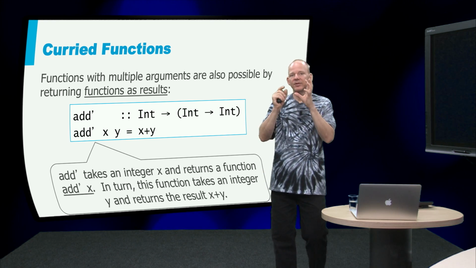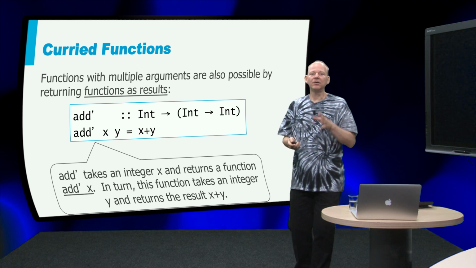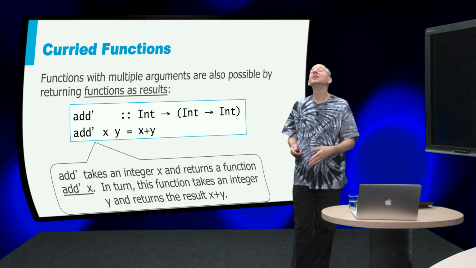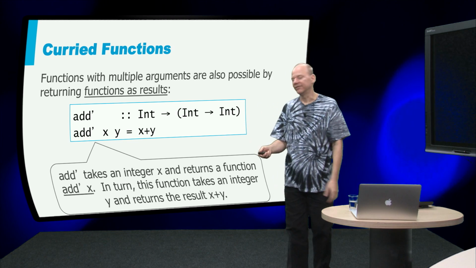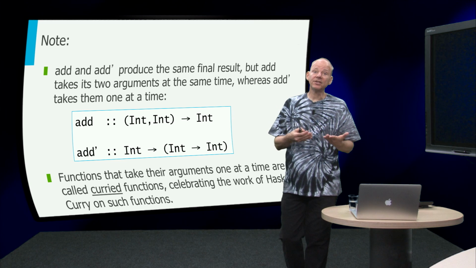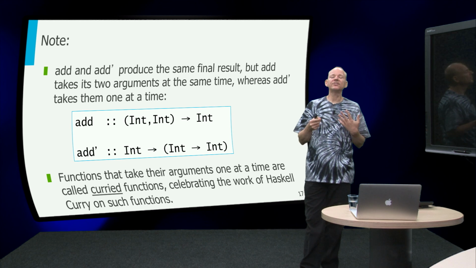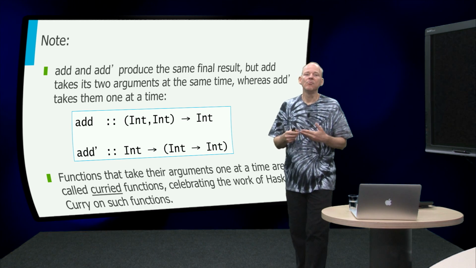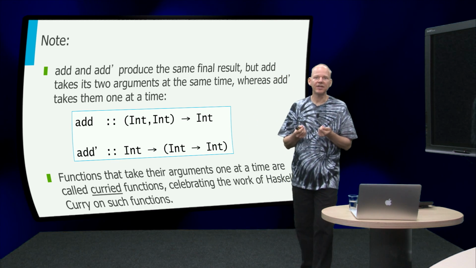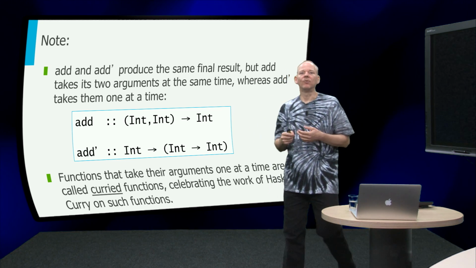So you have to really, when you read these types, know where to put the parentheses. But for now, there's nothing special here. Add is a function that takes an integer and returns another function that takes an integer and then returns an integer. Okay? Now, notice that both add and add prime return the same result. Okay? But the normal add takes a tuple, so it takes both arguments at the same time, whereas add prime takes the arguments one by one.